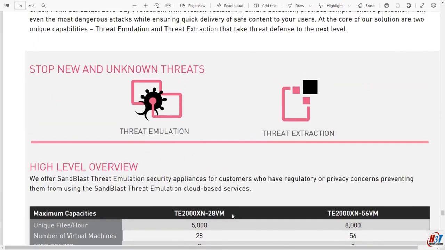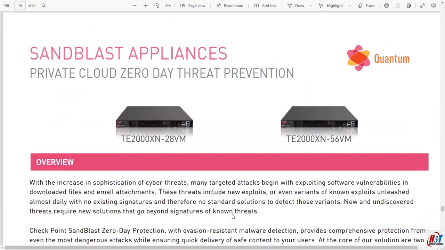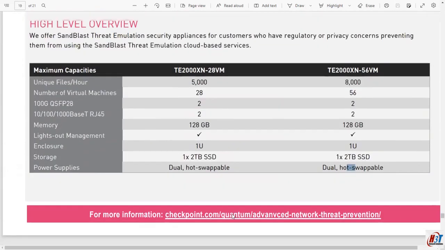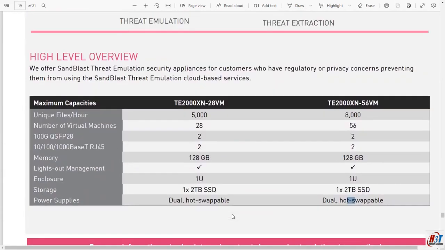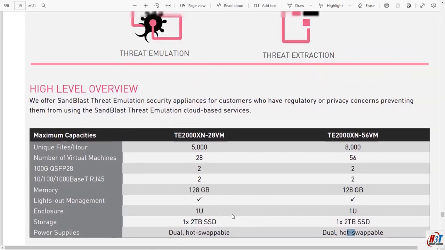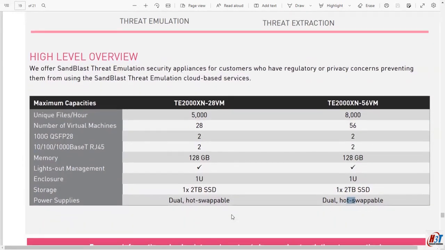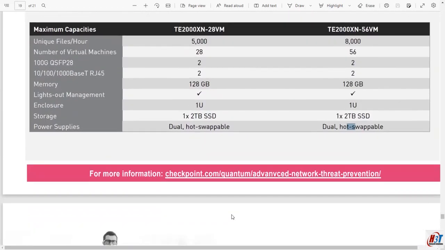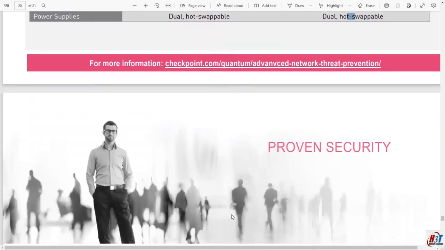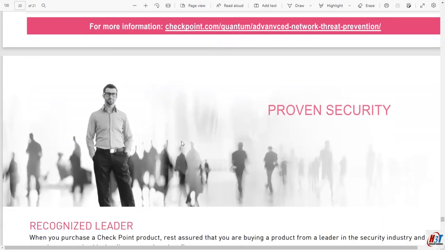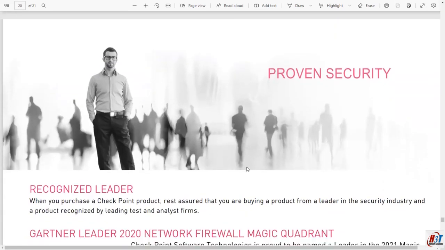So that was the Sandblast appliance that you can get on the Quantum side. Now that was all the product line that Checkpoint has, which is rebranded as Quantum, and based on different requirements they have solutions for that, and you can go through the slide later on to get more insight on that.